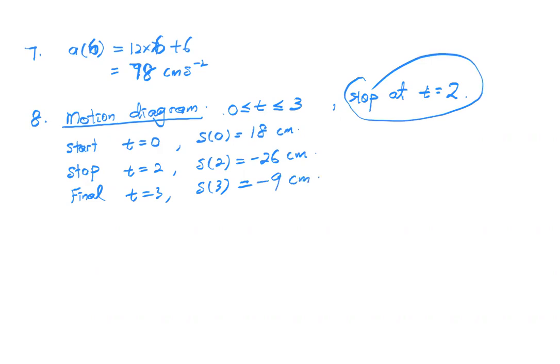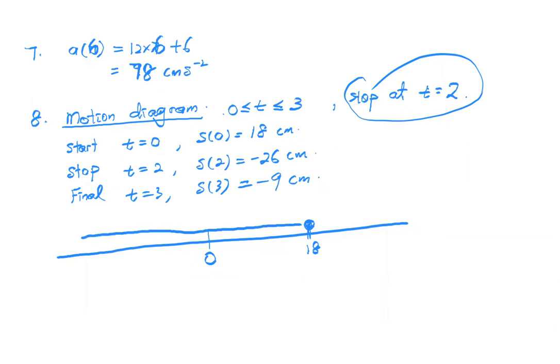So now I want to start to draw the motion diagram. I'm here, 18. Then move, zoom, until here, negative 26. Then turn until here. All right. And here is negative 9.